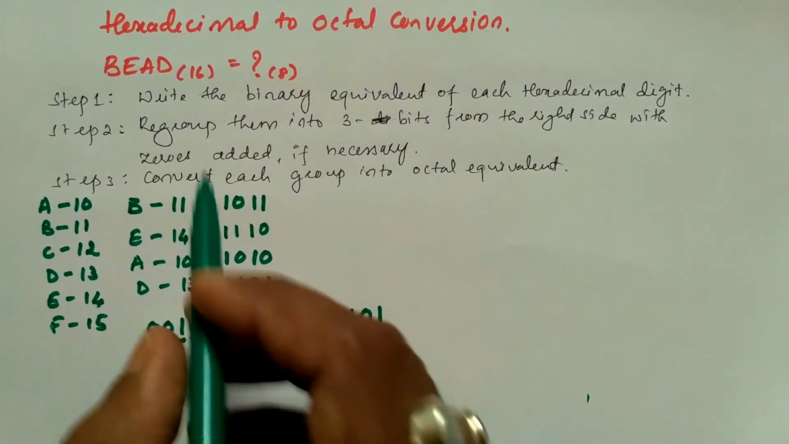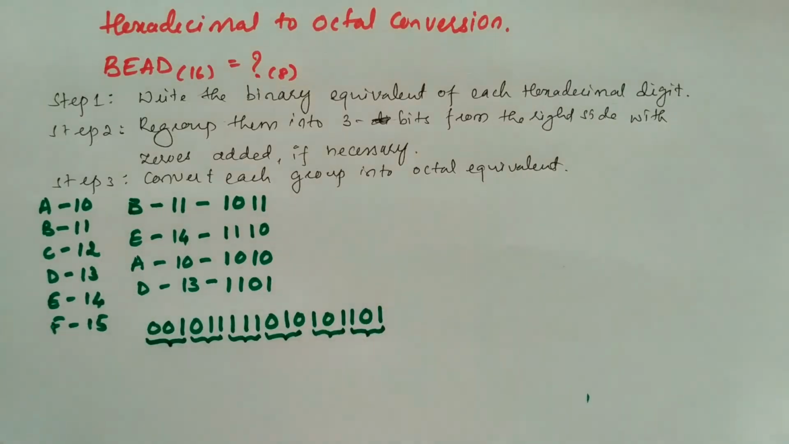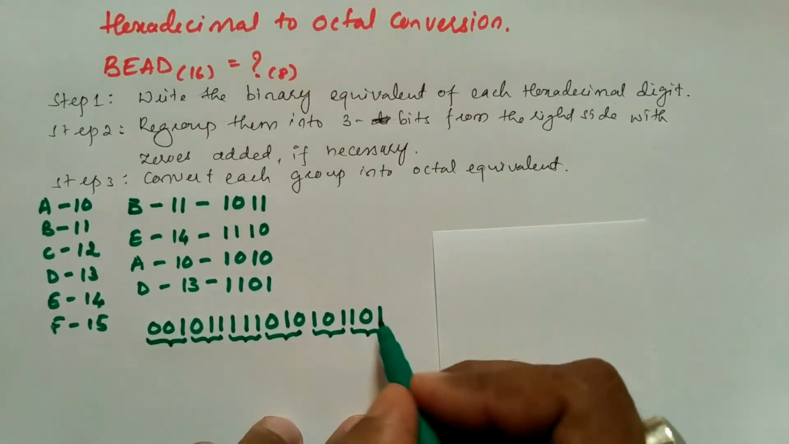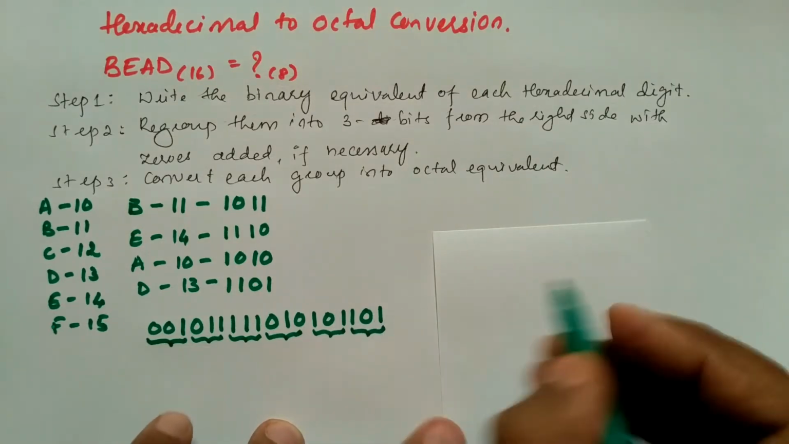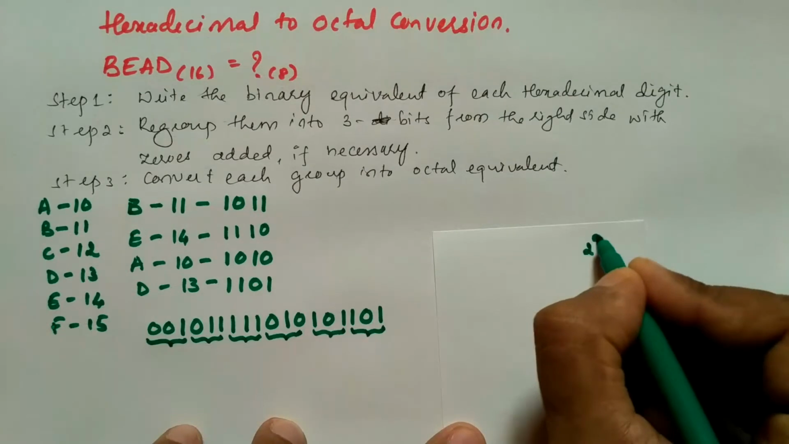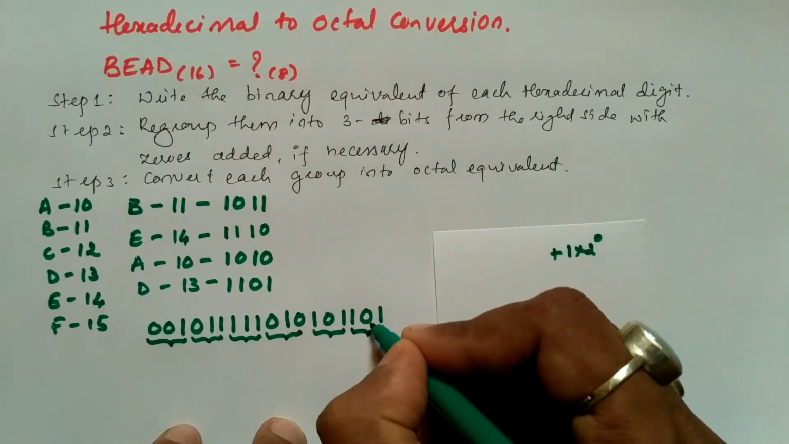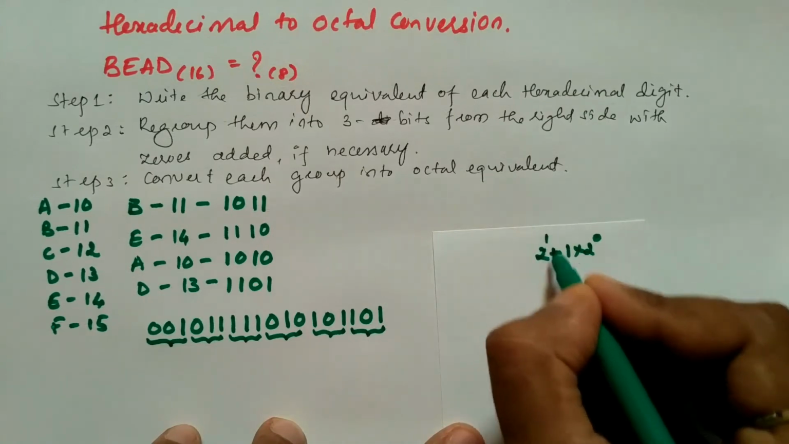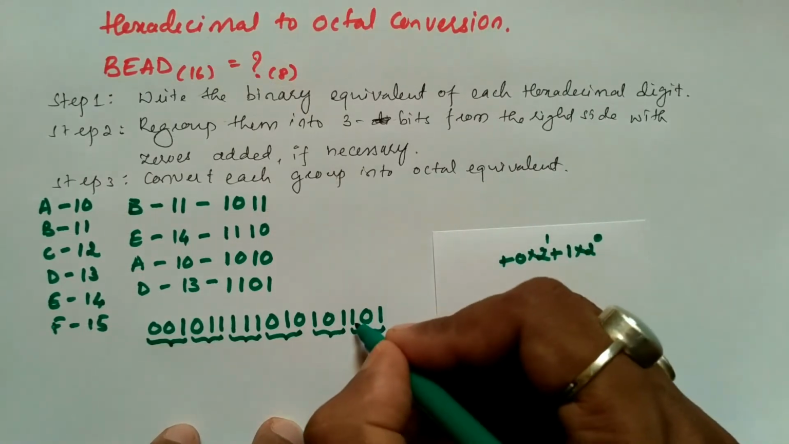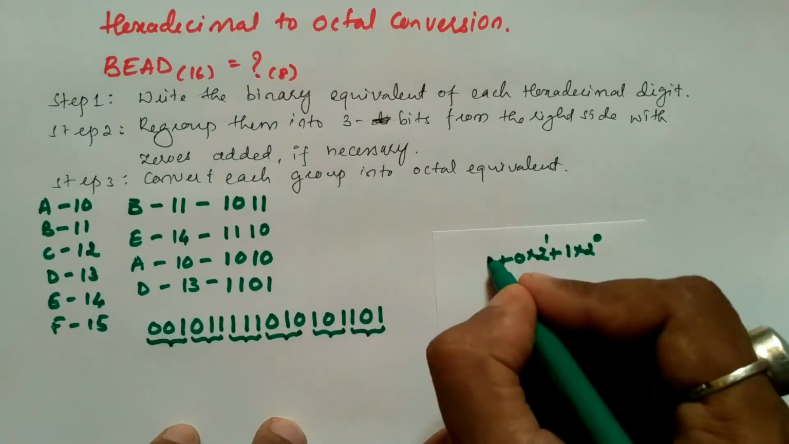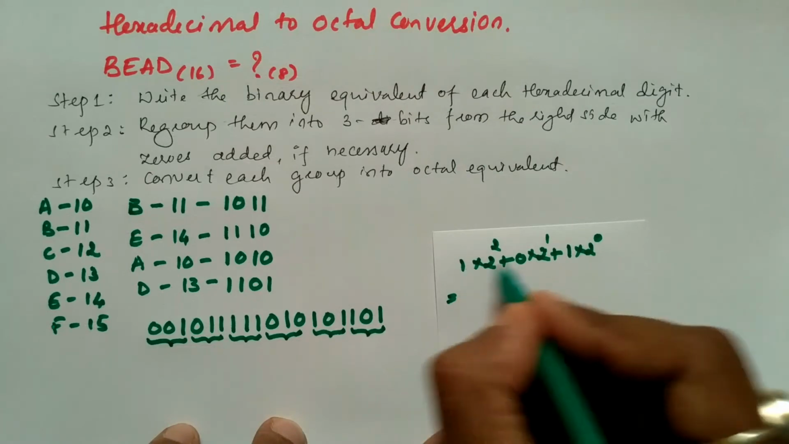After this, convert each group into its octal equivalent. So here you can see 101. The positional weight of this 1 is 0, correct? 2 to the power 0 into 1, plus the positional weight of this 0 is 1, 2 to the power 1 into 0, plus the next positional weight of this bit number 1 is 2, 2 to the power 2 into 1. So you can see here 101.